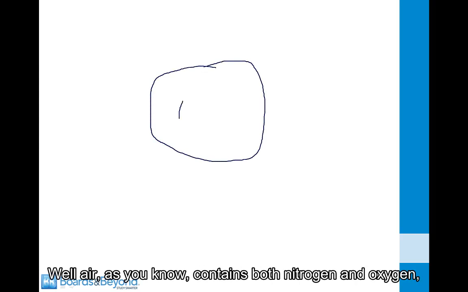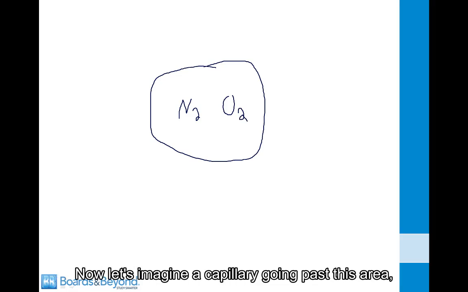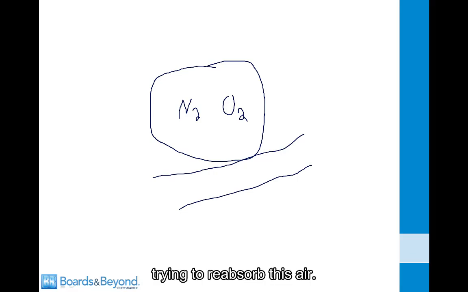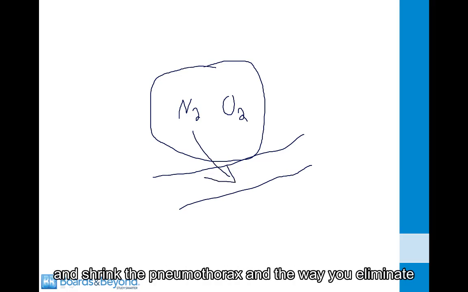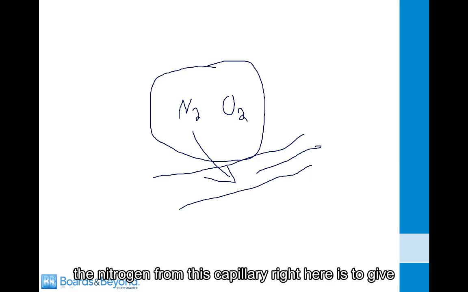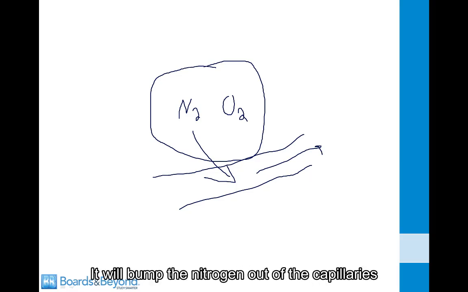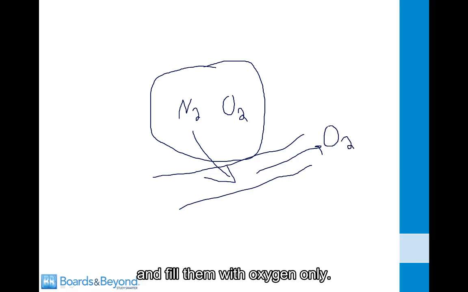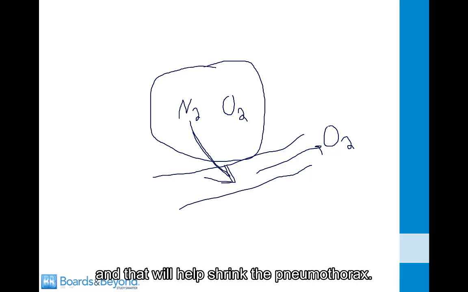Well, air, as you know, contains both nitrogen and oxygen, so both of those molecules are going to be present here. Now let's imagine a capillary going past this area trying to resorb this air. Well, if this capillary contains no nitrogen, that'll create a huge gradient to reabsorb that nitrogen and shrink the pneumothorax. And the way you eliminate the nitrogen from this capillary right here is to give the patient 100% oxygen. It will bump the nitrogen out of the capillaries and fill them with oxygen only. That'll create a gradient for resorption of the nitrogen, and that will help shrink the pneumothorax.